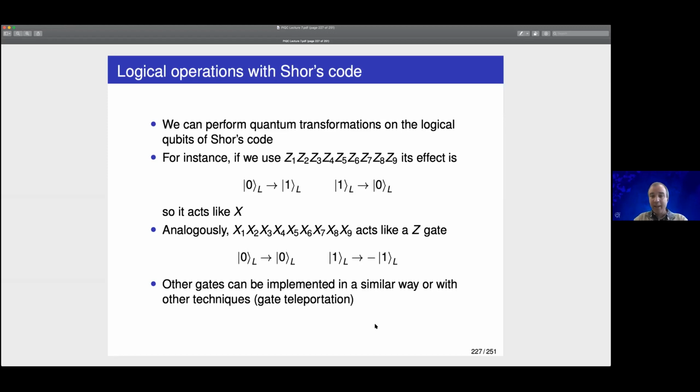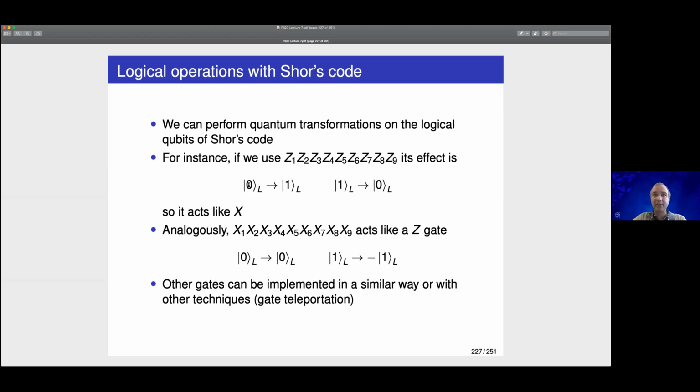So I can transform the information, I can apply gates directly to the logical qubits. I don't need to go back to the decoded state in order to apply gates, but I can apply gates to all the physical qubits that are encoding the information to have an operation that is equivalent to a unitary gate on the logical qubit, okay?